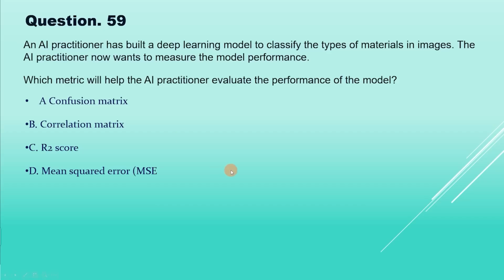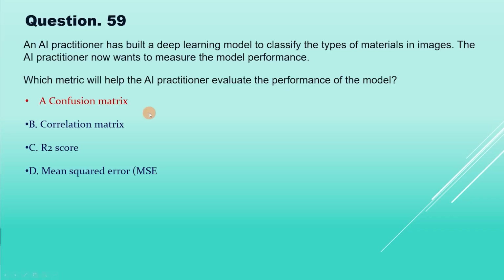And the correct answer here will be option A, confusion matrix. Because a confusion matrix is the key metric for evaluating classification models. It provides a summary of the model's predictions, showing the true positive, false positive, true negative and false negative counts. So this allows the AI practitioner to understand how well the model is classifying the different types of material and helps in calculating other important metrics like accuracy, precision, recall and F1 score. So option A, confusion matrix, is the correct answer here.